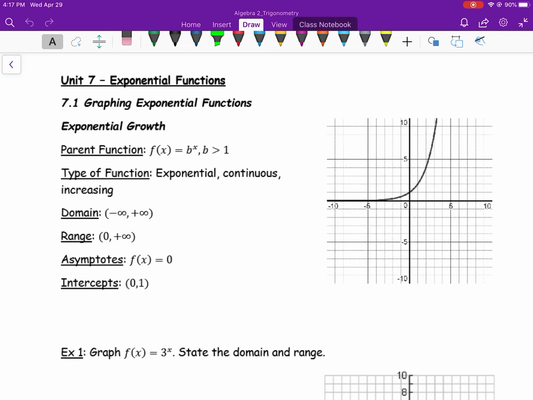So now we are moving on to Unit 7, Exponential Functions. This first one is graphing exponential functions. The first type of exponential function we'll do is exponential growth. Some of you may remember this from Algebra 1, because that's where you've done it.